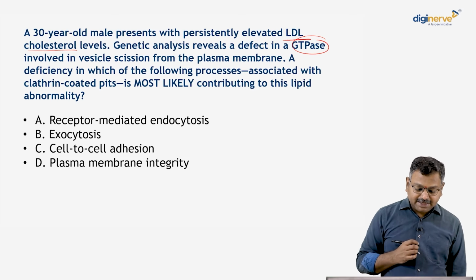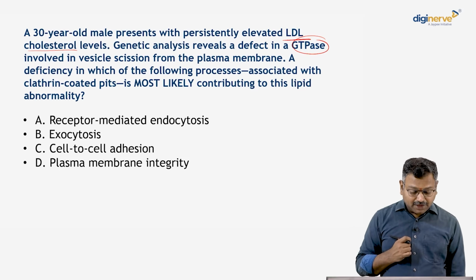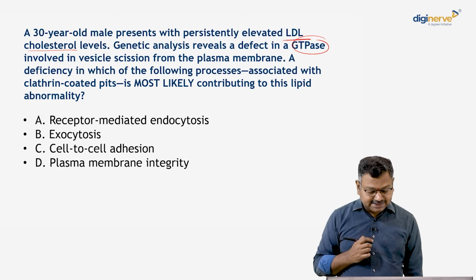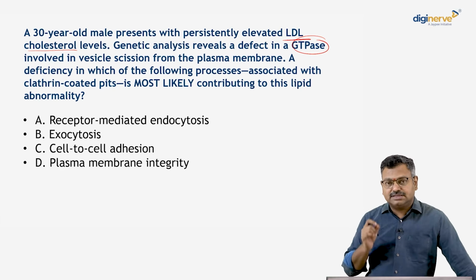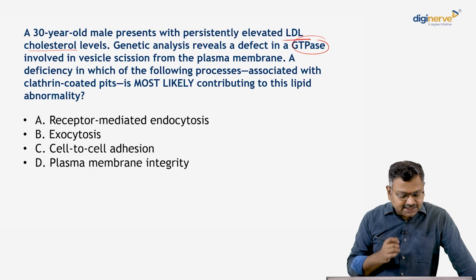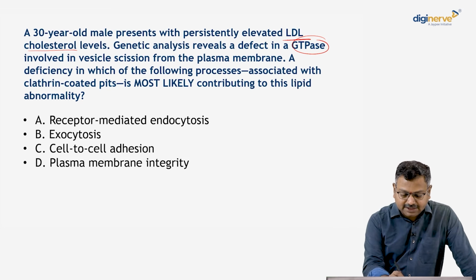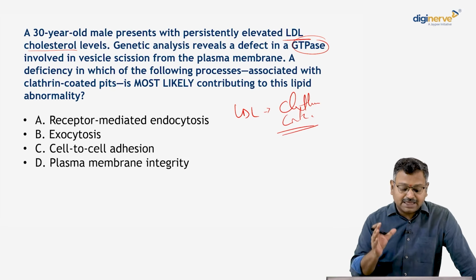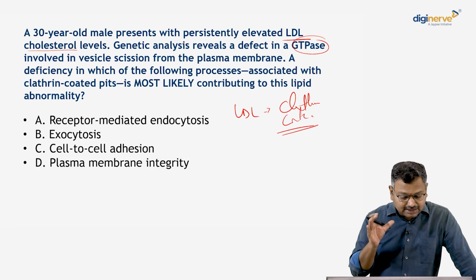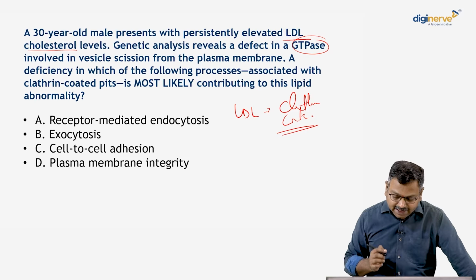So is it receptor-mediated endocytosis? Is it exocytosis? Is it cell-to-cell adhesion, or the plasma membrane integrity? So remember, if you look at these four mechanisms, let's discuss it a little briefly. If you see the receptor-mediated endocytosis, the specific uptake of the LDL, which is by clathrin coated vesicles, happens at the plasma membrane. So that is where the clathrin coated LDL particles are taken up by the membrane.